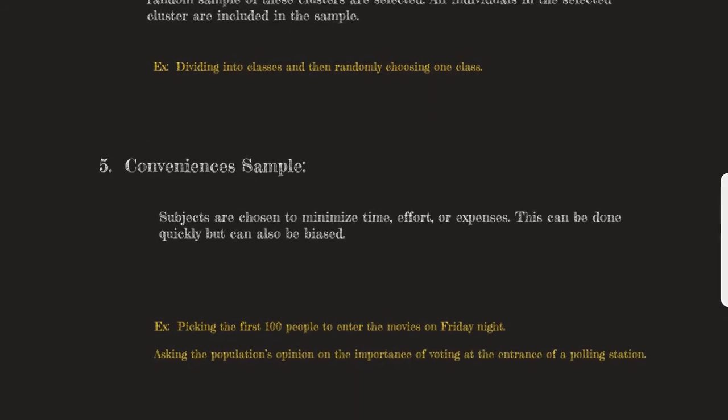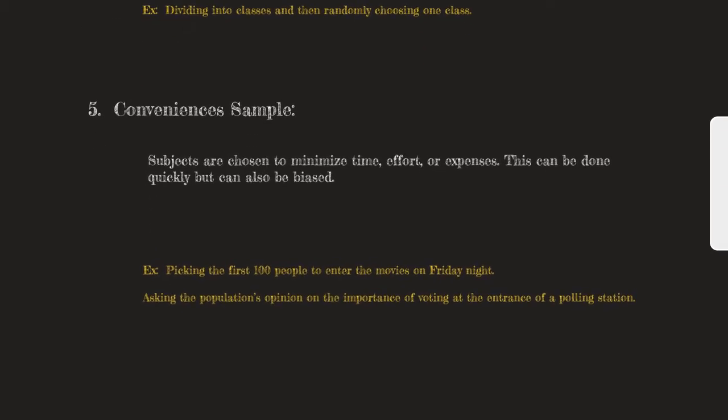And the last way of choosing a sample is something known as convenience sampling. This is also probably the most inaccurate, but it is a way of creating a sample from your population. It's where subjects are chosen to minimize time, effort, or expenses, and this can be done quickly but can also be biased. So maybe picking the first 100 people to enter the movie on a Friday night.